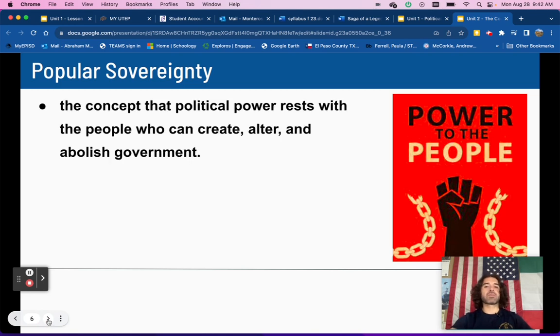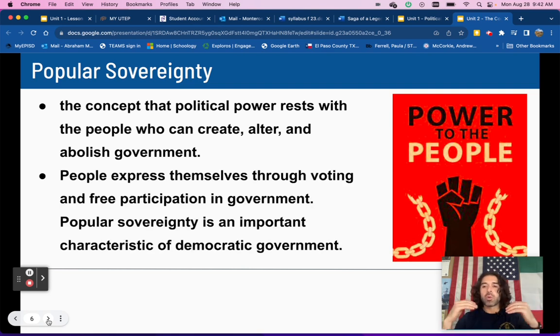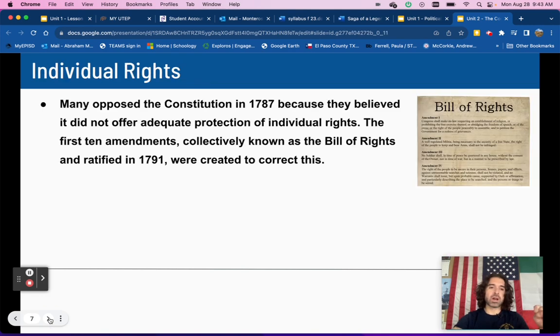Popular sovereignty. So the concept that political powers rest with the people who can create, alter, and abolish government. So power to the people. Popular sovereignty, power to the people. Who has the power? We do, the people. How do we show that power? We vote. That's how we show popular sovereignty, by voting. Okay, people, power.